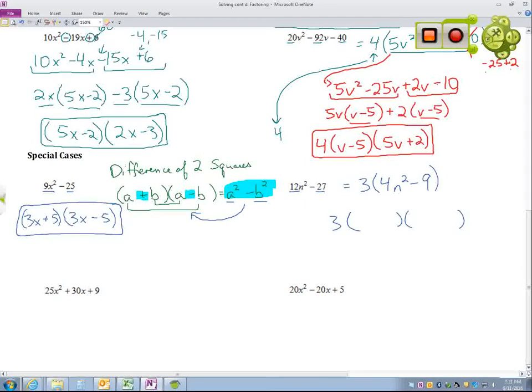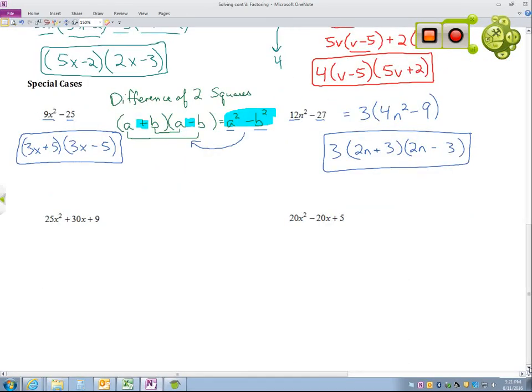The square root of the 4n squared is 2n. The square root of the 9 is 3. And again, one of each sign. Okay? Remember, as we're going through this, if we have questions that ask you to solve, we need to be setting each of those factors equal to 0, but we don't need to worry about that right now.